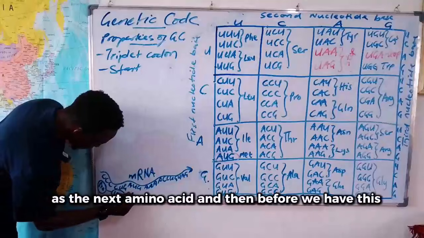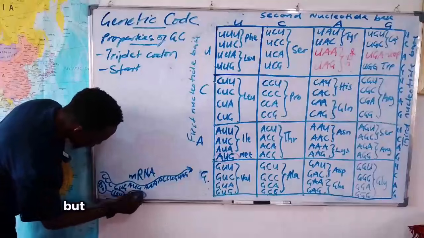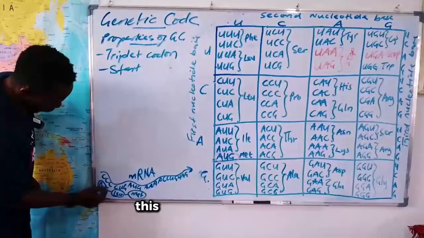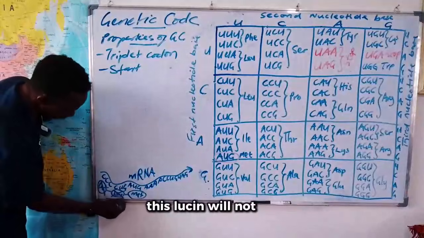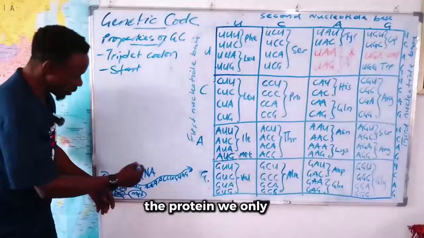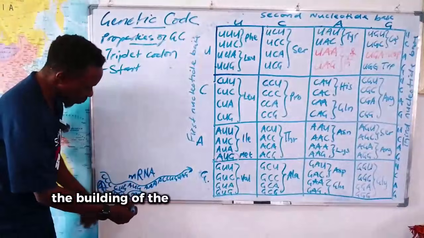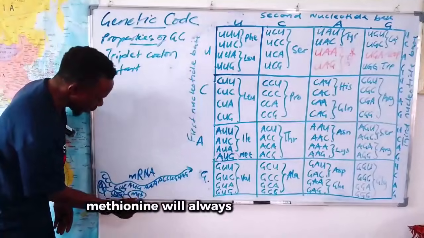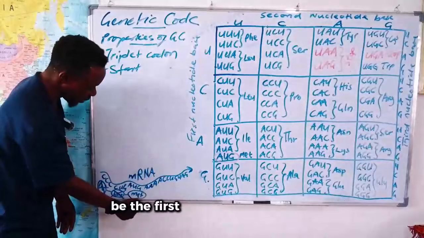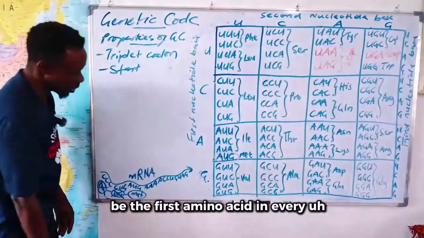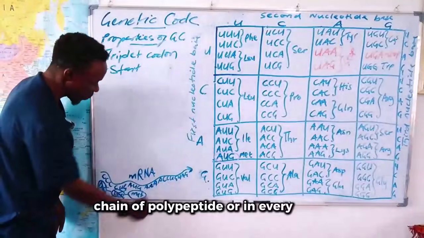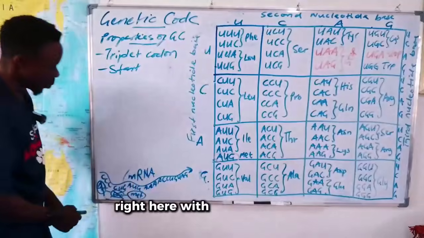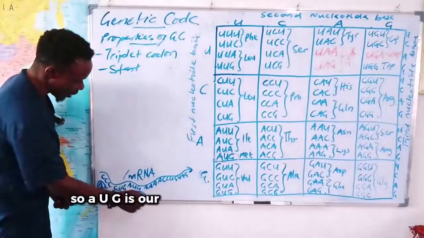And then before that we have this methionine here. But because of this rule that there's a start codon, this proline will not exist. This leucine will not exist. The building of the protein is going to start only at this methionine. Methionine will always, as a rule of thumb, be the first amino acid in every polypeptide chain or every protein. So this is where the reading will start, right here with methionine, AUG. So AUG is our start codon.